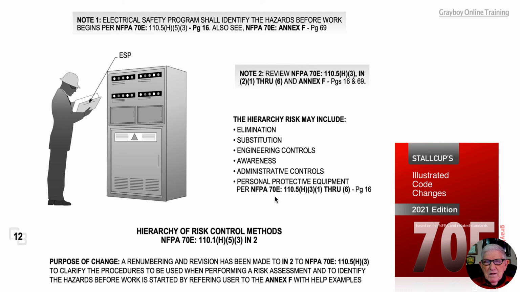Now notice 110.5H3, items 1 through 6 on page 16 of 70E will outline these items, but they are defined and explained in the Annex F on page 70 on the left-hand side of the page.